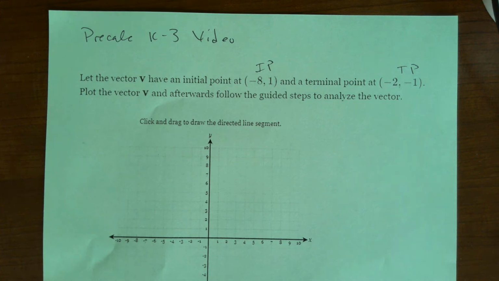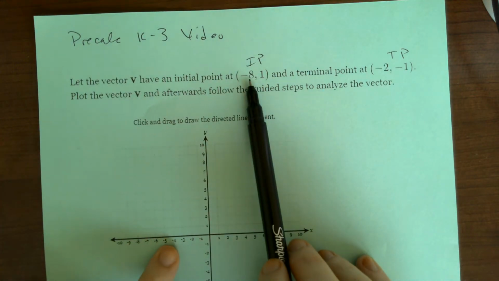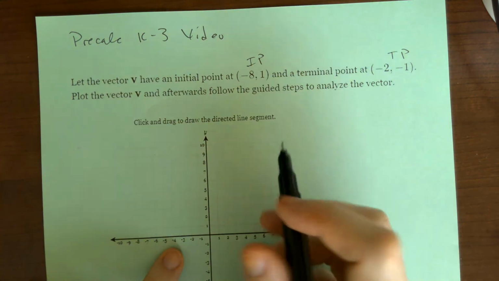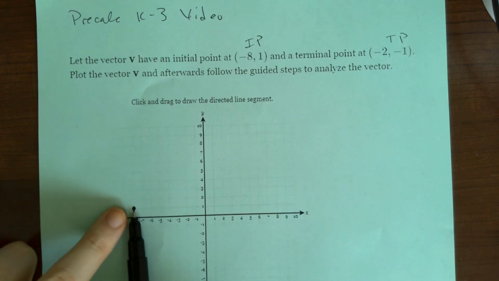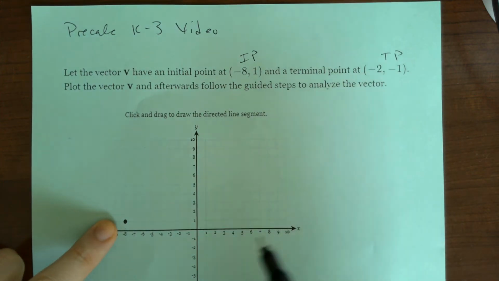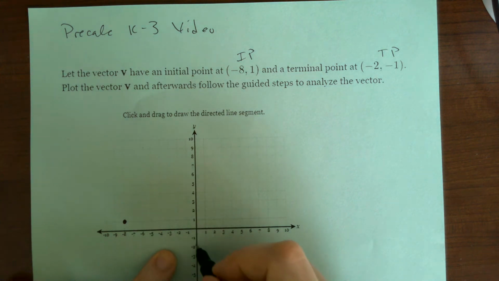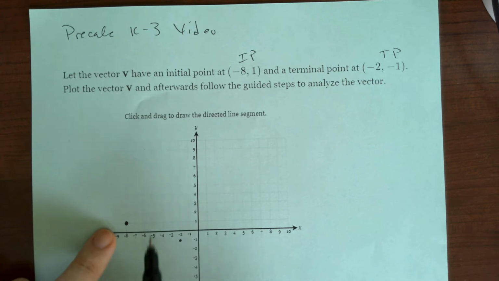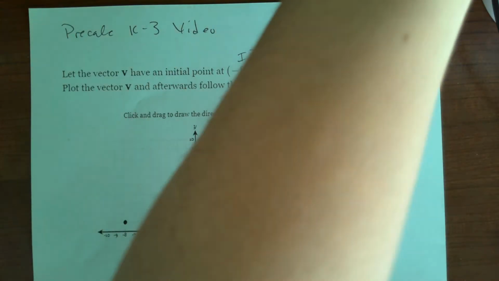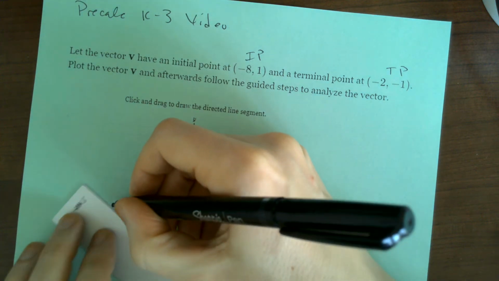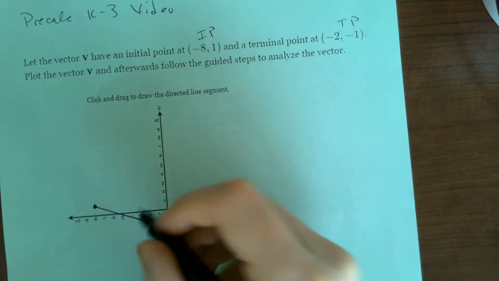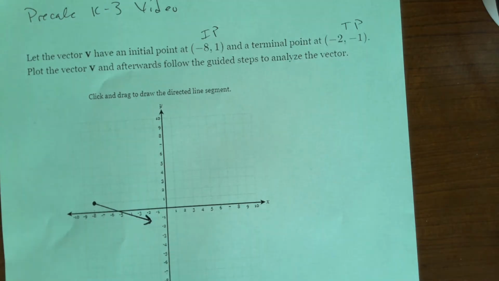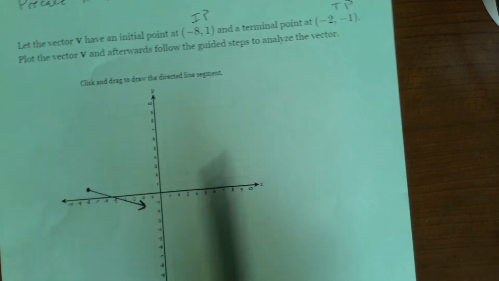So Delta Math is going to be prompting you to do certain things. The first thing you're going to do on Delta Math is go like this. So -8, 1, that's the initial point. You put your mouse there, and then drag your mouse to this point, -2, -1. All you do is start here. Let me use a ruler. Delta Math has you start there and drag your mouse till you hit there, and then they have the arrow right there. Okay, so this is that vector.